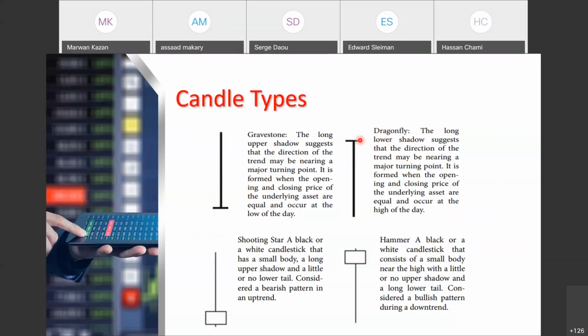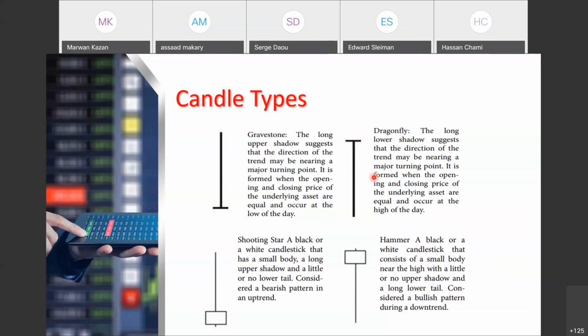Another candle type is the dragonfly. It's basically the same as the gravestone, but in reverse. So the price here went down, big selling power, but then, the important thing is what happened next. A big buying power let it go back to its initial price.